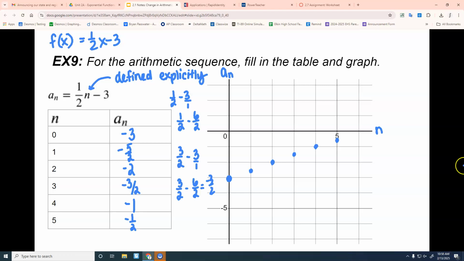Now a couple things to note about this. What is the slope of that line? It is up 1/2, which is this number right here, right? 1/2 is also what we would call our common difference right here. So if you think of going from one term to the next, you are adding 1/2 each time. So the slope of that line and the common difference of that line are going to be related to each other.